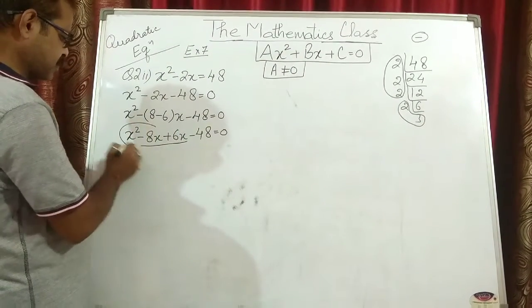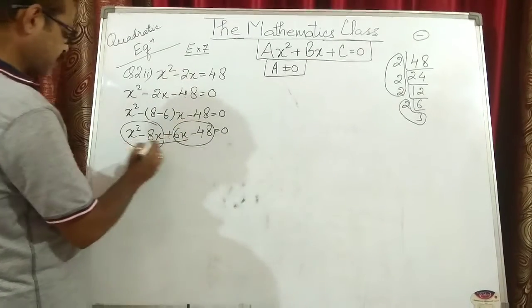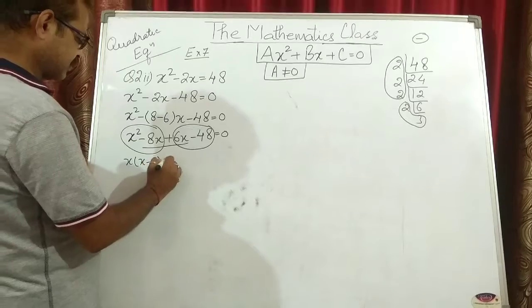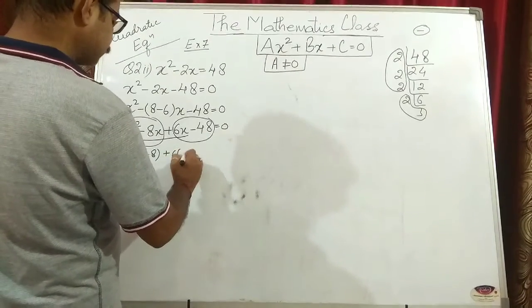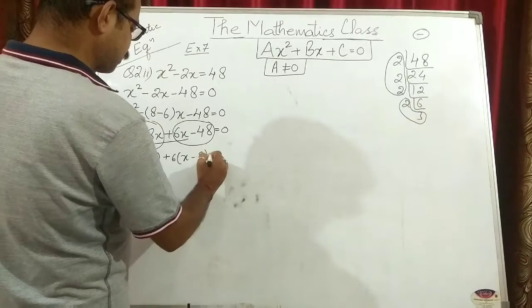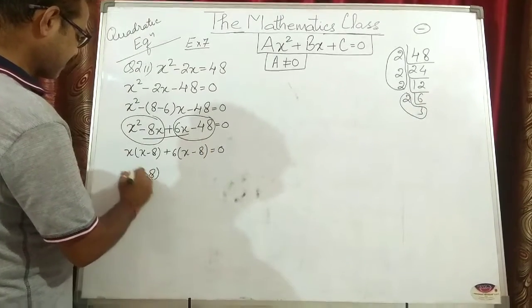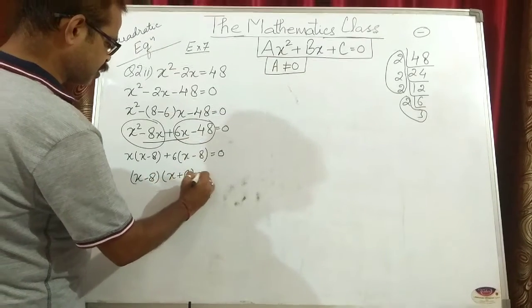Now we will take the pairs. We'll take something common in these. From this we can take x common. What is left? x minus 8. And from the other pair we take 6 common. So we can take x minus 8 common, and what is left? x plus 6 is equal to 0.